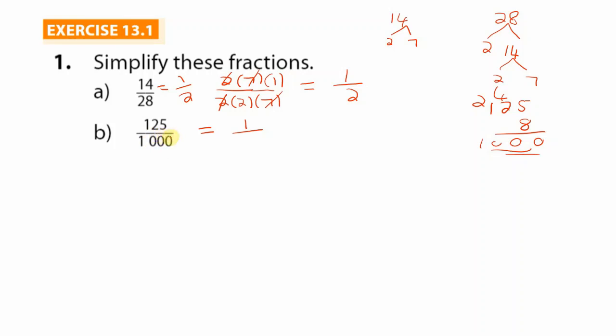And then 125 we just showed goes 8 times into 1,000. So 1 over 8 is the answer in simplest form. You should get to the same answer if you use the factor tree.